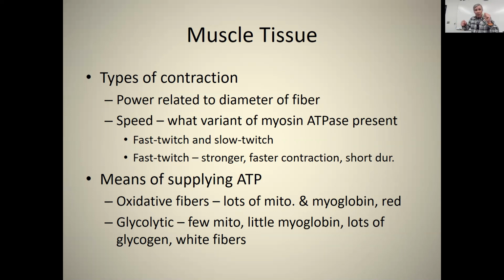They work best with aerobic metabolism, so they're slower twitch. Glycolytic fibers have few mitochondria, little myoglobin, lots of glycogen, and these are the white fibers. Those are the ones that you use really quickly. They can generate really a lot of tension really quickly. Okay.